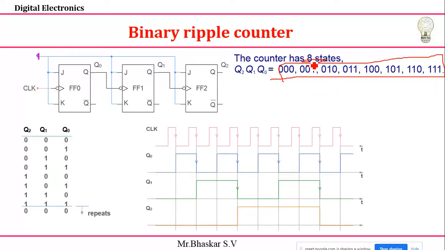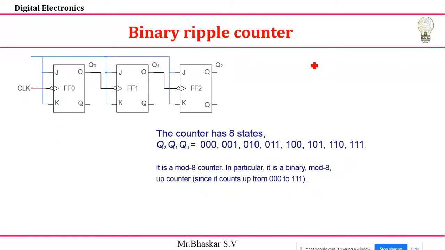So the 8 states are 0 to 7, and that's why it is also called a mode 8 counter. And also it is a binary counter. The maximum count is 8, I'm getting 8 counts. That's why it is called a mode 8 counter, meaning count from 0 to 7. So we can design a mode 5 also. I can stop the count at 5.